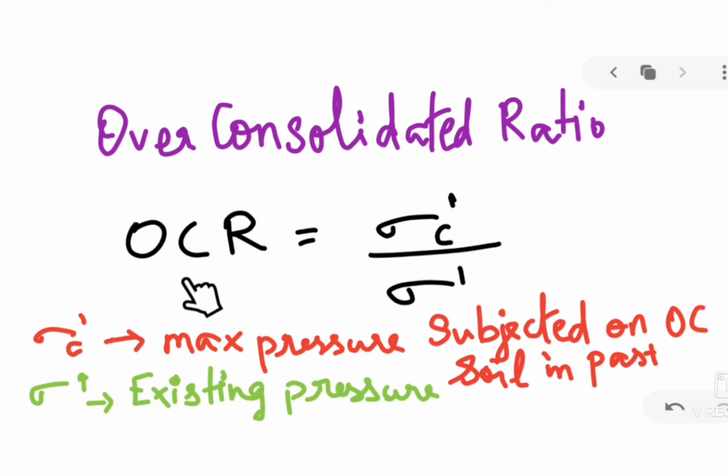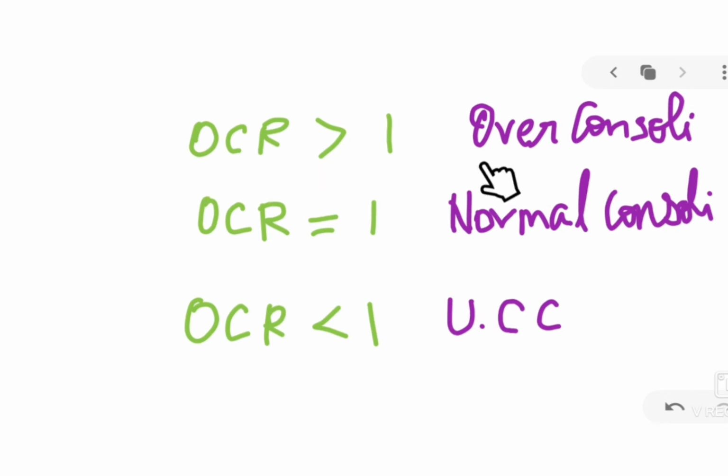There is a formula for finding this ratio, sigma C dash by sigma dash. So sigma C dash is nothing but the maximum pressure that was subjected on the over consolidated soil in the past. As I said, the maximum pressure that is given will be taken as sigma C dash, and sigma dash is nothing but the existing pressure. Currently whatever pressure or overburden is acting on that soil, that is called sigma dash. This OCR, over consolidation ratio, they have asked. By OCR we can find what condition exists in the soil.